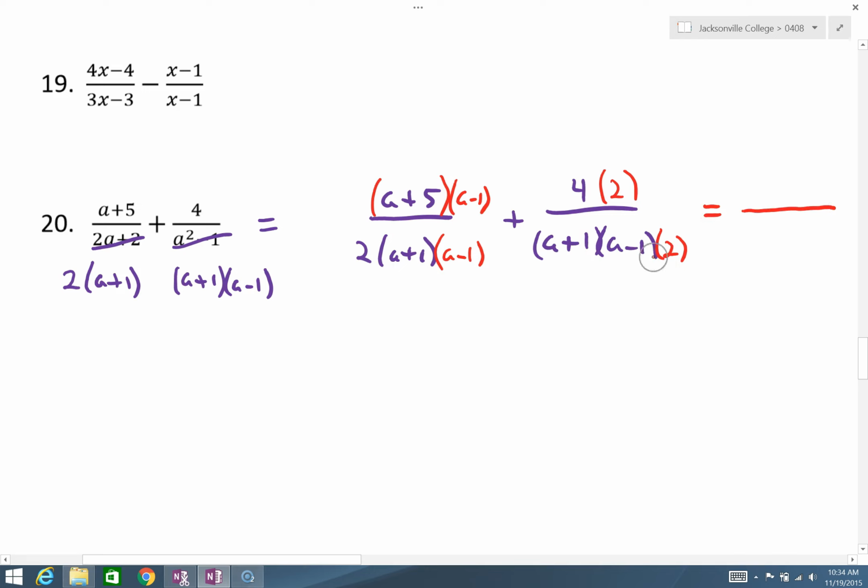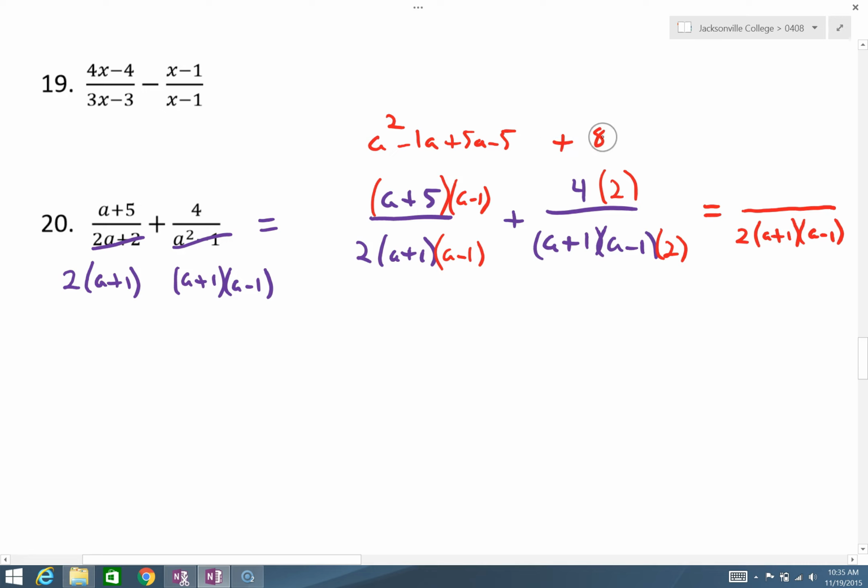The denominator is going to be this common denominator, 2, a plus 1, a minus 1. I wrote the 2 in front. By convention, we typically write the constant in front, but we know multiplication is commutative. The order doesn't matter. Now we're just ready to combine like terms. Let's distribute here. a times a is a squared. a times negative 1 is minus 1a. 5 times a is a 5a. And 5 times minus 1 is minus 5. Here we have 4 times 2, that's 8, and that's a plus 8 here.